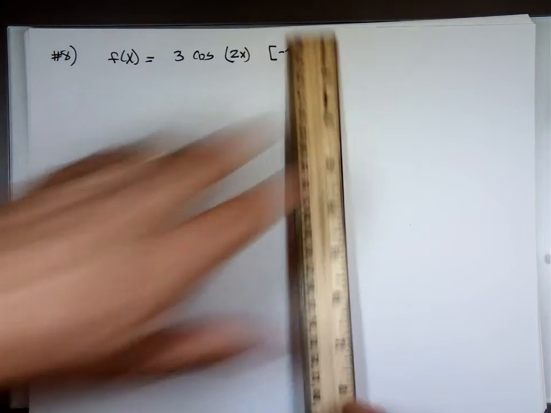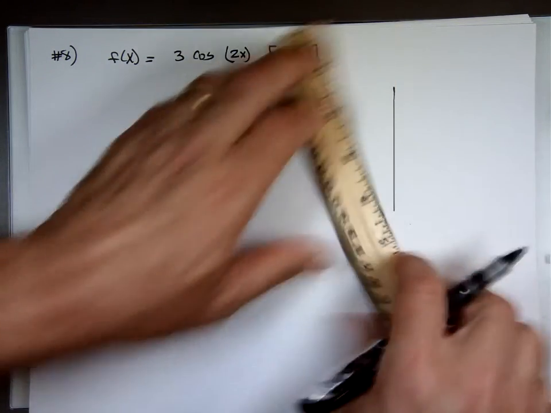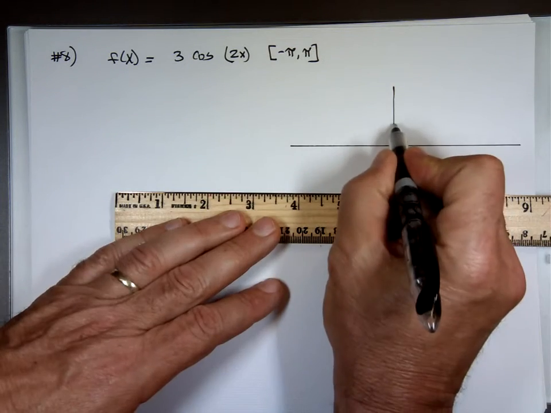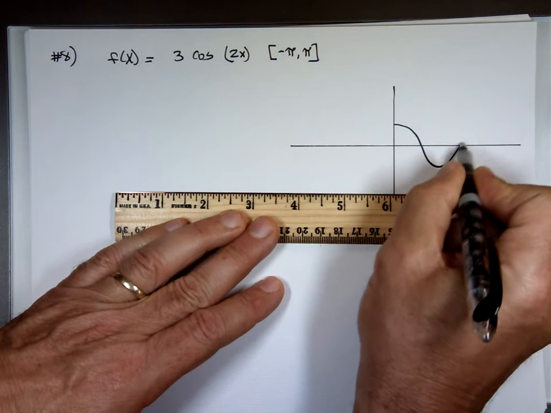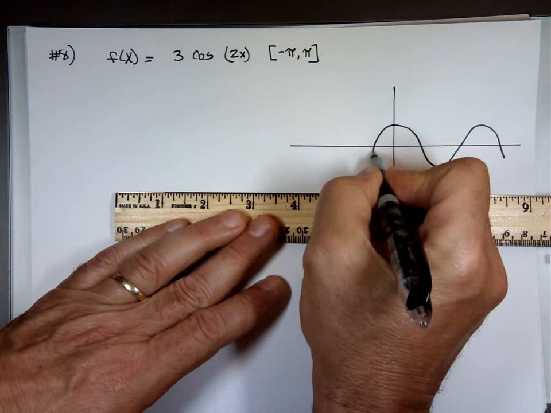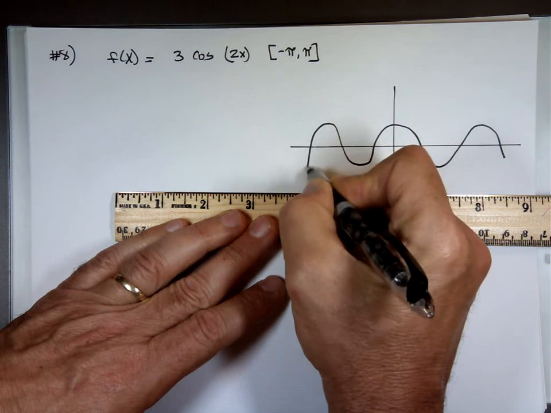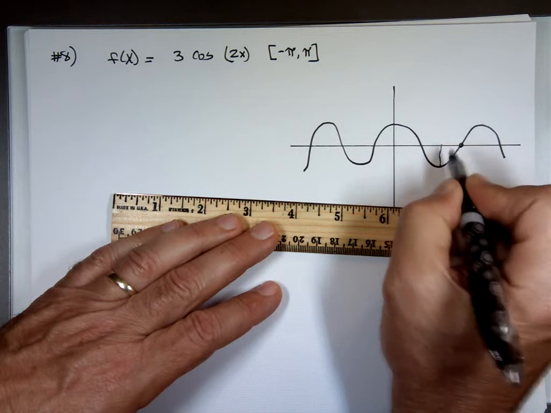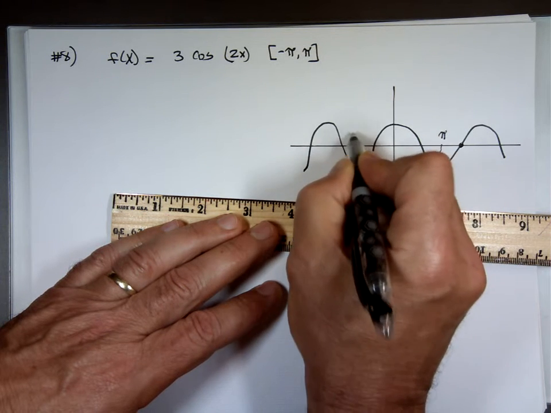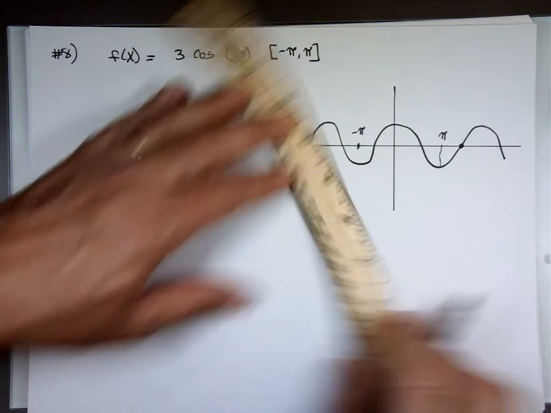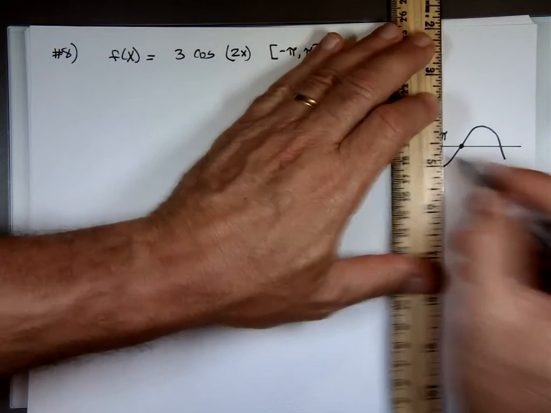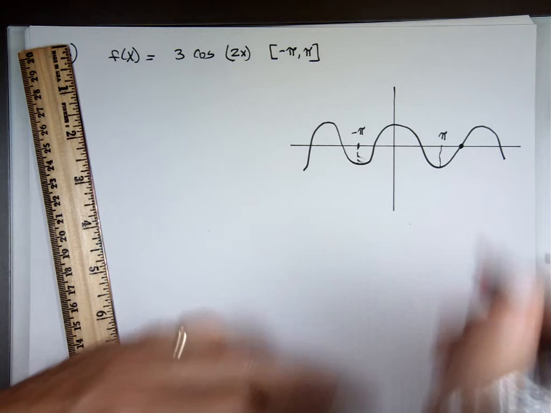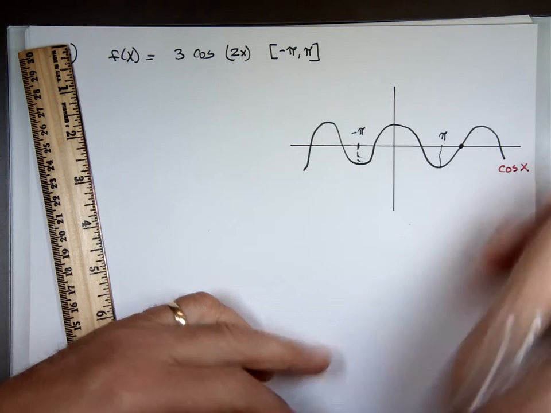Quickly here, this is what cosine of x looks like. This is 0, that's 2 pi. So this is actually pi, and this is negative pi. They went from negative pi to pi, so they're only interested in this portion. This one. That's cosine of x, not 2x.